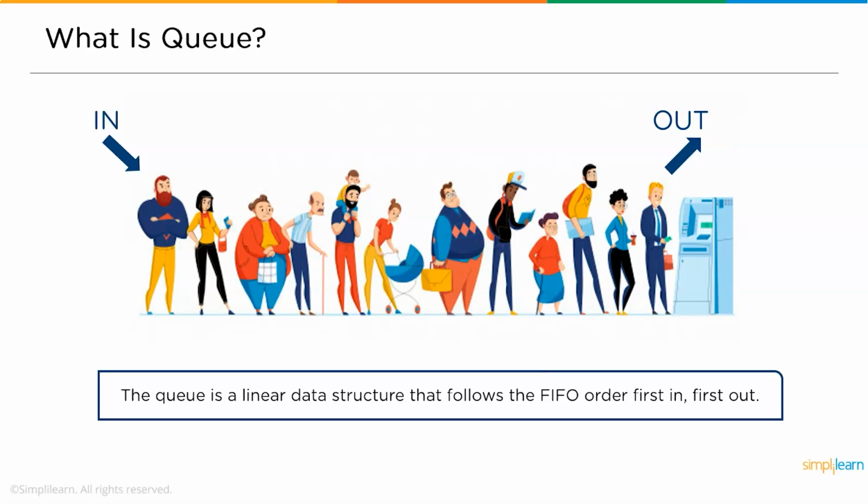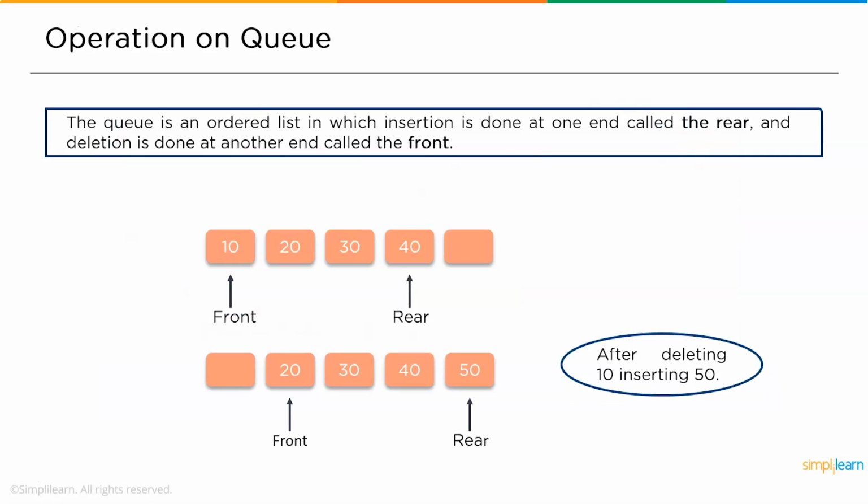Now we will enter into the next segment where we will discuss queues. So what exactly is a queue? A queue is a linear data structure that follows the FIFO order, that is first in, first out, whereas stack followed first in, last out. This is one of the fundamental differences between stacks and queues. We'll be discussing those in the next section. For now, let's continue with the operations on queue.